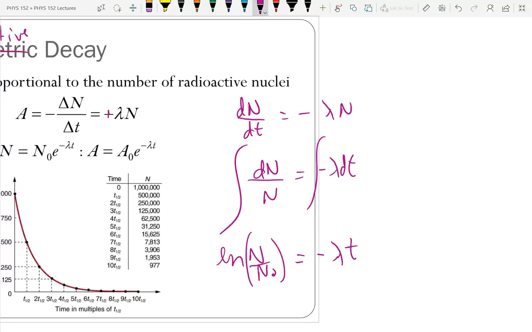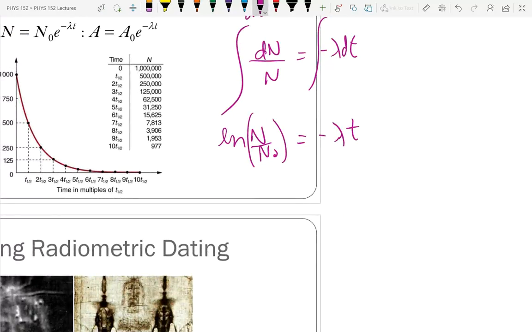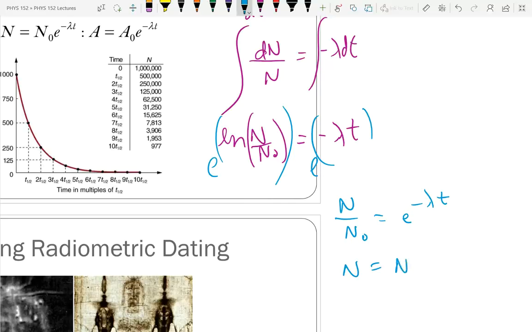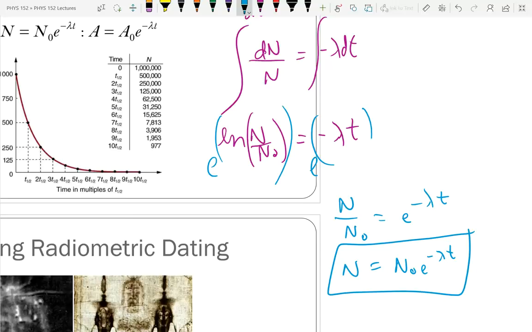Now, those of you who don't have calculus can just start with that equation. We want to solve for N. So how do you get rid of a natural log? You said e. You use the exponential because exponential is the inverse function. So exponential of each side gives you N over N0 equals e to the minus lambda t. So N is equal to N0 e to the minus lambda t. That's going to tell us how many radioactive nuclei we should have at any moment in time.